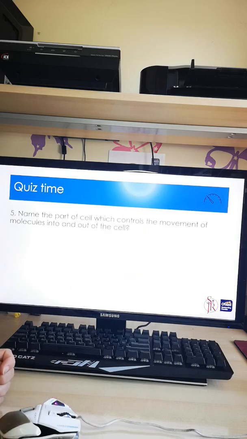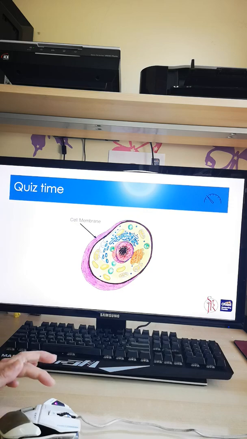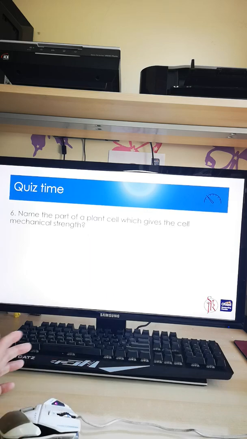Question number 5. Name the part of the cell which controls the movement of molecules into and out of the cell. No matter which cell type, it's always the cell membrane. So that's the same role in all cells. Question number 6. Name the part of a plant cell which gives the plant cell its mechanical strength. So that helps it to resist osmotic pressure when water moves in.